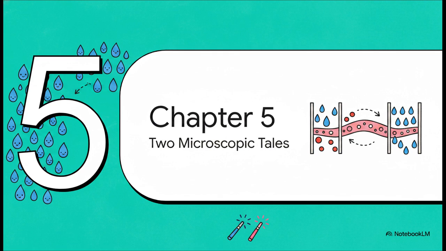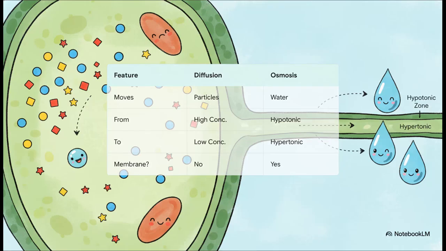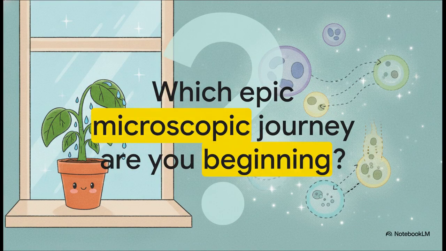Chapter 5, Two Microscopic Tales. Let's put these two rules side by side to really lock this in. On one side, we have diffusion. This is for your particles, like ions and molecules, seeking balance by moving from an area of higher concentration to an area of lower concentration. On the other side, we have osmosis. This is water's specific, highly specialized journey across a selectively permeable gate. And notice that water moves from a hypotonic solution, where there are fewer solutes, into a hypertonic solution, where those solutes are highly concentrated. So, the takeaway here is that while both of these processes are desperately seeking balance, the rules of their travel are totally unique.